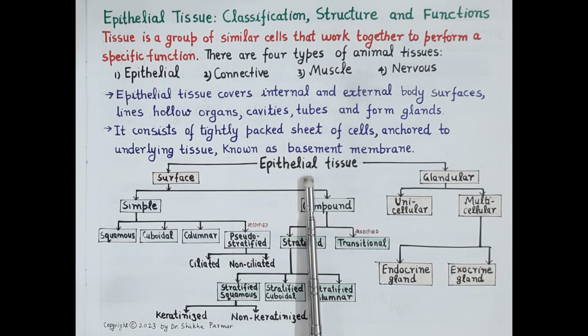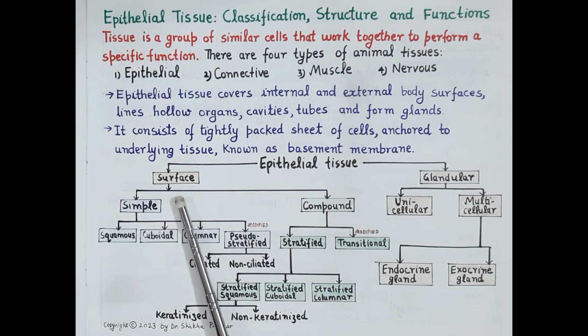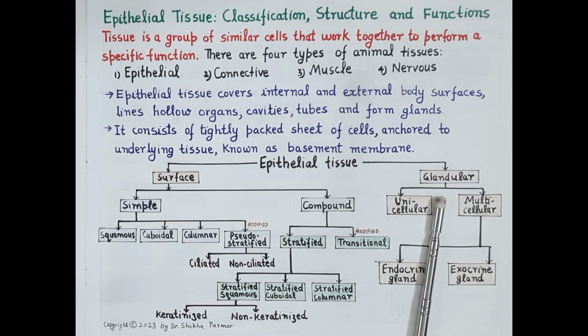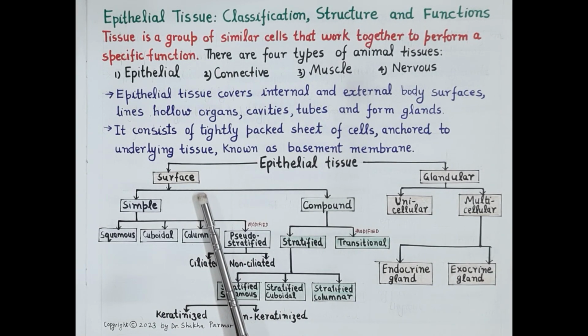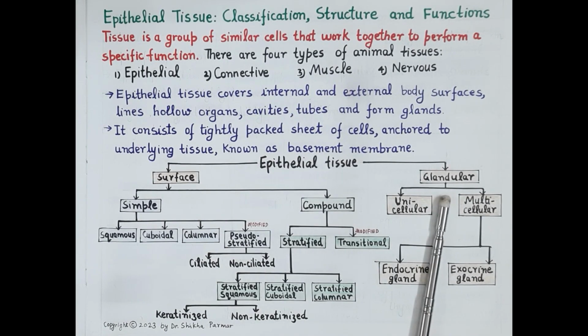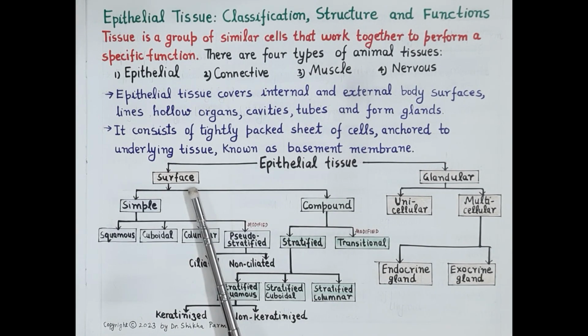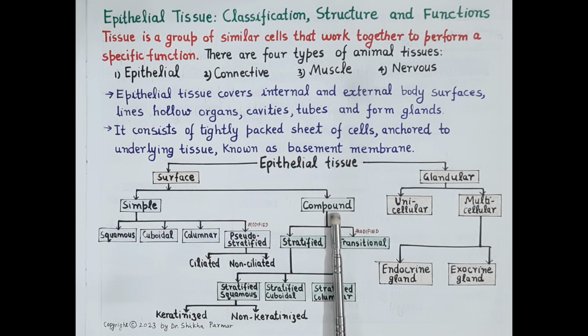Now let's classify epithelial tissue. Epithelial tissue is broadly classified as surface epithelial tissue and glandular epithelial tissue. Surface epithelial tissue basically forms the linings of internal and external body surfaces, linings of hollow organs, cavities, tubes, while the glandular epithelial tissue forms the glands. Now, surface epithelial tissue is of two types, simple epithelial tissue and compound epithelial tissue.